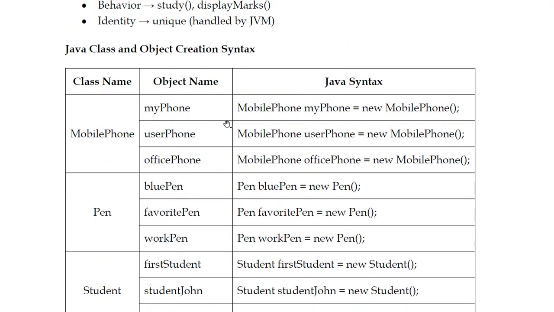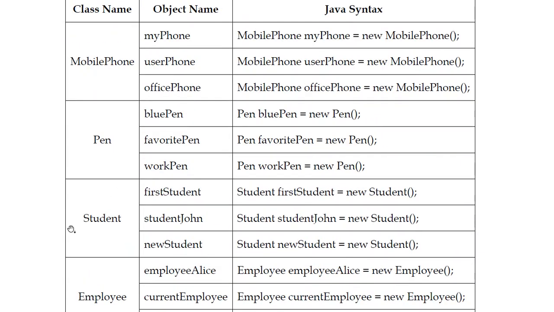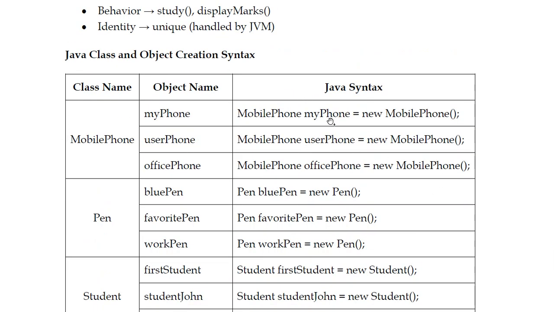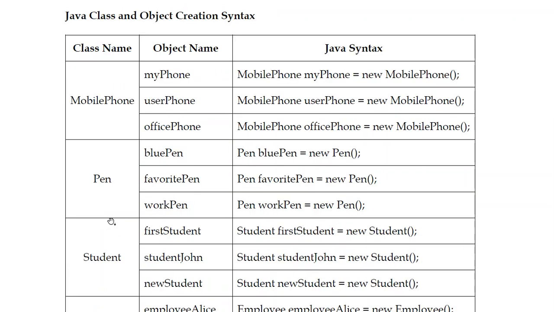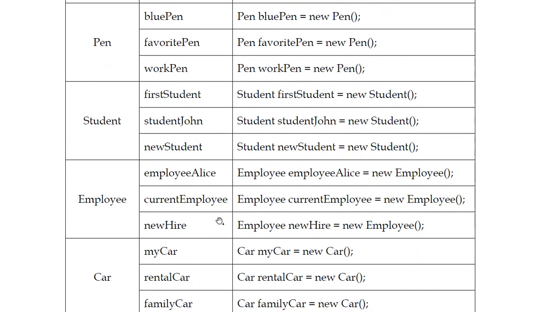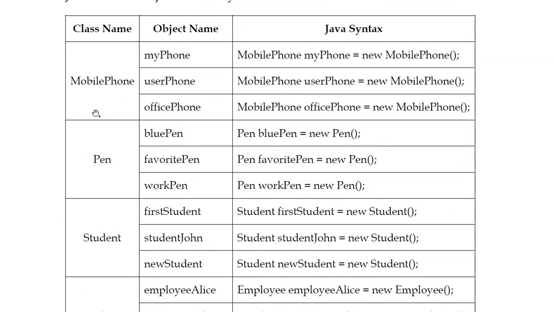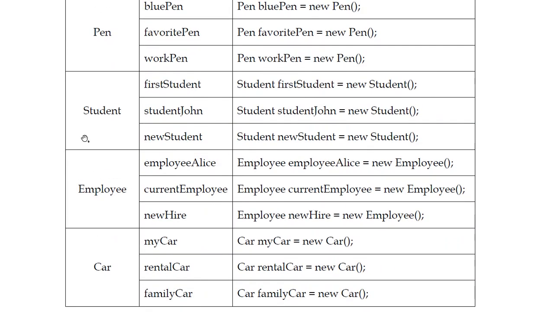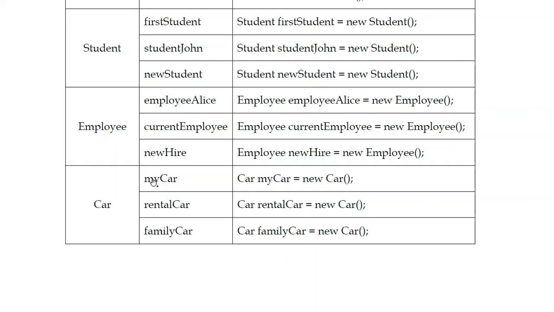So you have to try it on your own. I already provided the task: mobile phone, pen, student, employee. For that, just find a suitable object name and write it as per the syntax. For your practice, I'm telling mobile phone. If I'm using mobile phone, myPhone equal to new MobilePhone. Likewise, you can write in your own style. Don't go with the same thing. First, note this task on mobile phone, which I already explained. Then pen, student, employee, car.